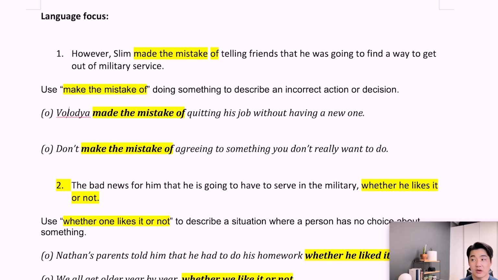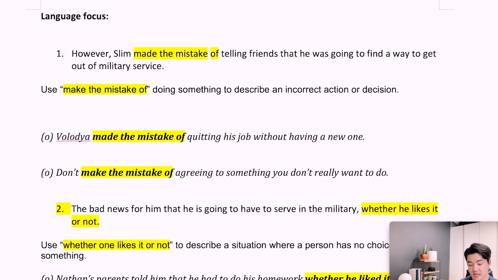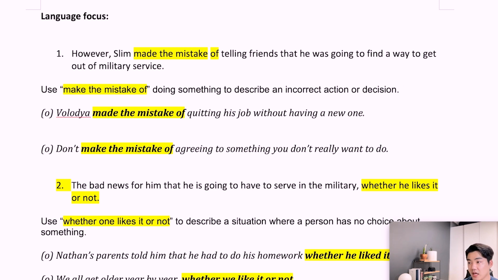So make the mistake of는 무언가를 실수했거나 잘못한 걸 설명할 때 쓰인다. So, yes, you describe an incorrect action or decision. So let's have a look at our example. Volodya. You notice how the writer uses the name Volodya a lot? I don't know who Volodya is, but must be a friend.